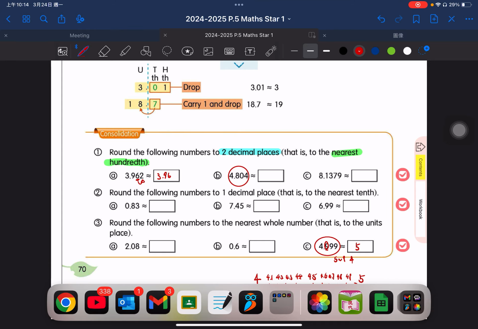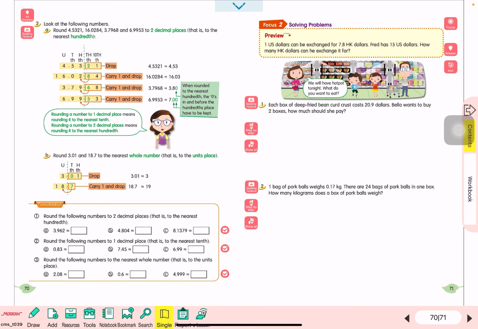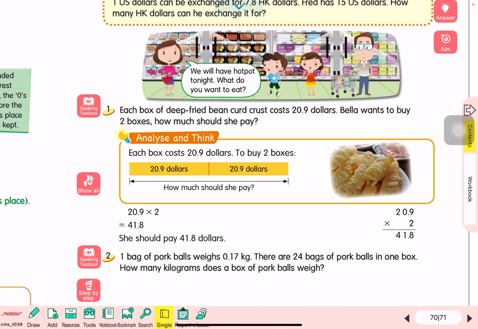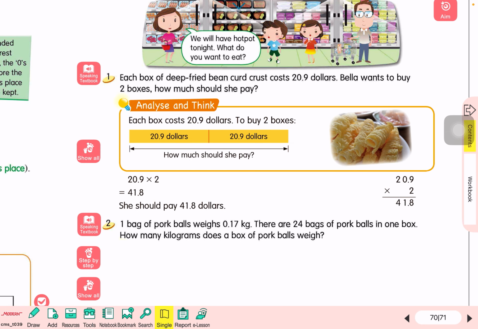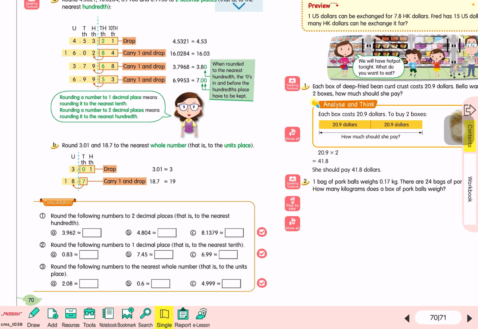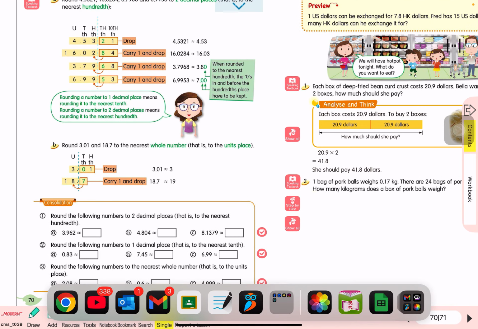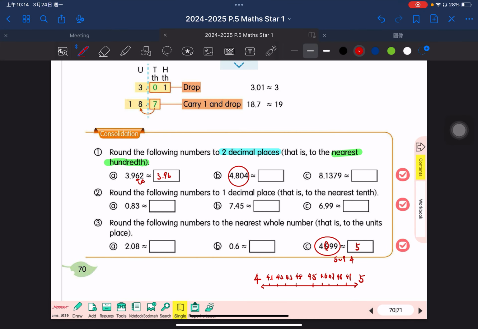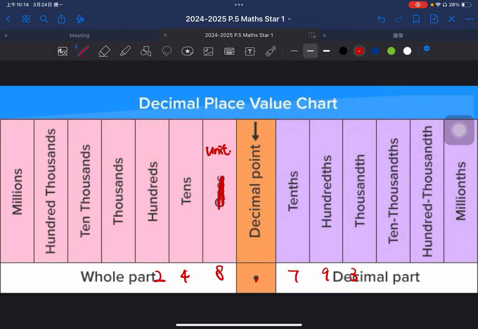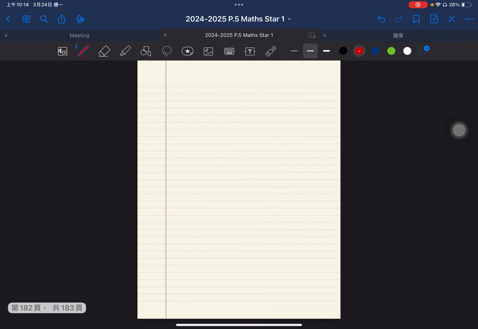All right, the second part is about problem solving. It is not difficult as well. Basically, it is about how you find the total by using multiplication. Before, in P2 or P3, there should be some questions that you have learned, but basically we just change the numbers to become decimals.